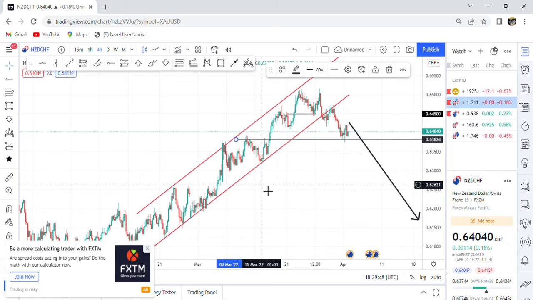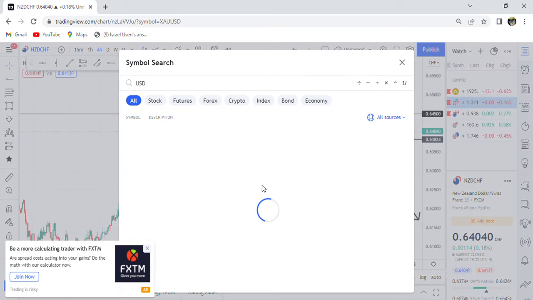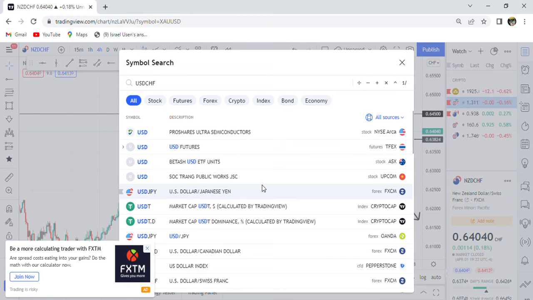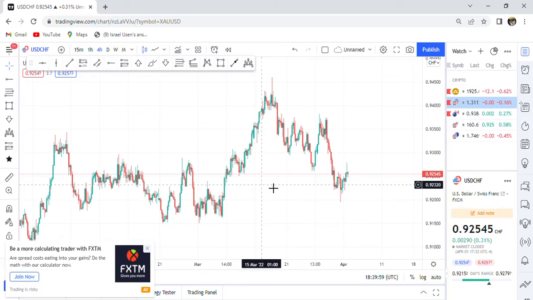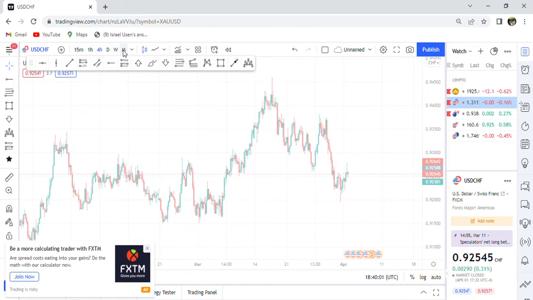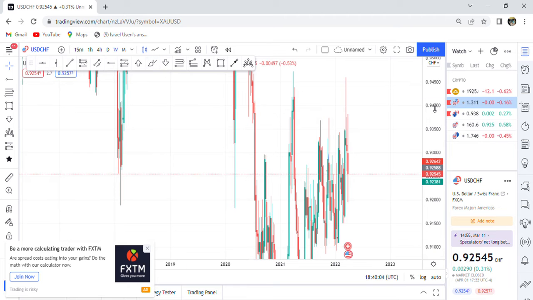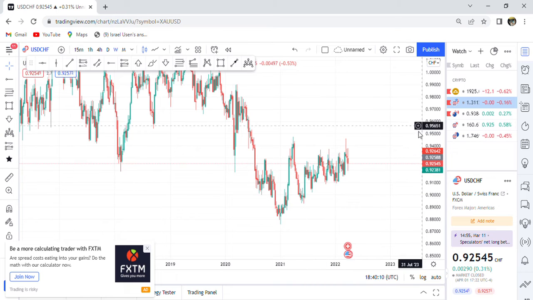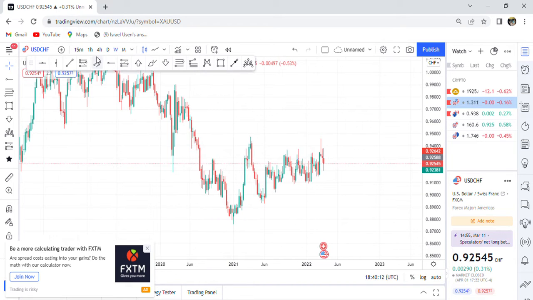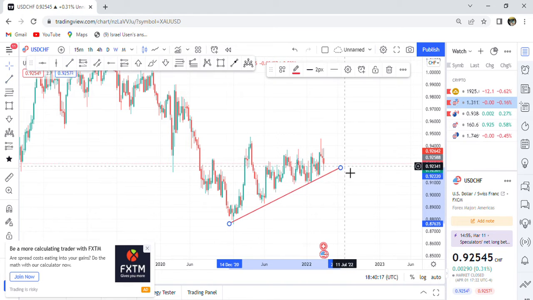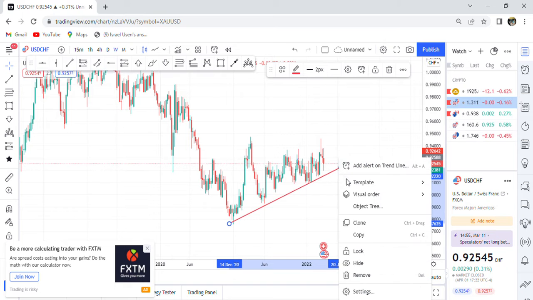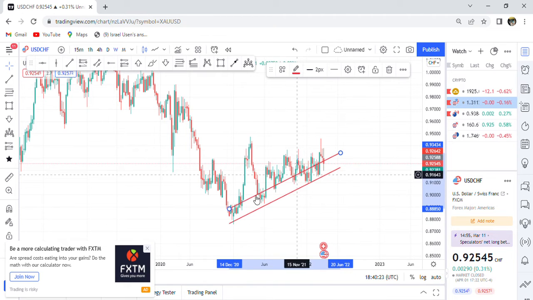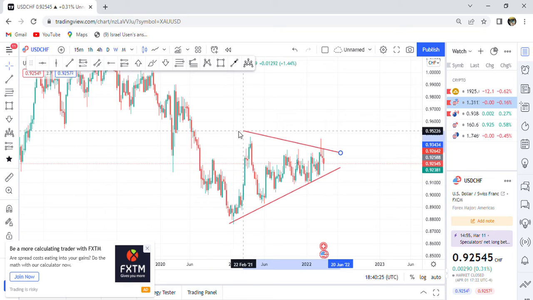We go over to the next pair, which is the USDCHF, the greenback Swiss franc. Almost the same structure. We go over to the weekly. Let's see what the weekly had. In the weekly, we've been having a kind of bearish flag pattern. It's so clear. Looking like a bearish triangle kind of pattern.